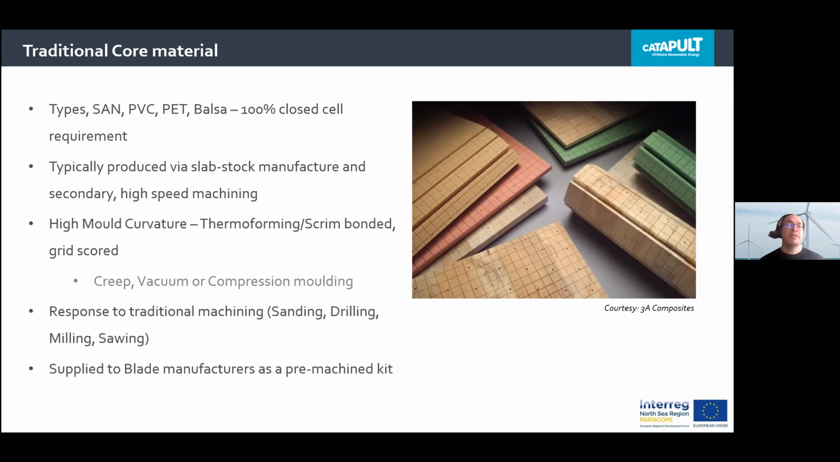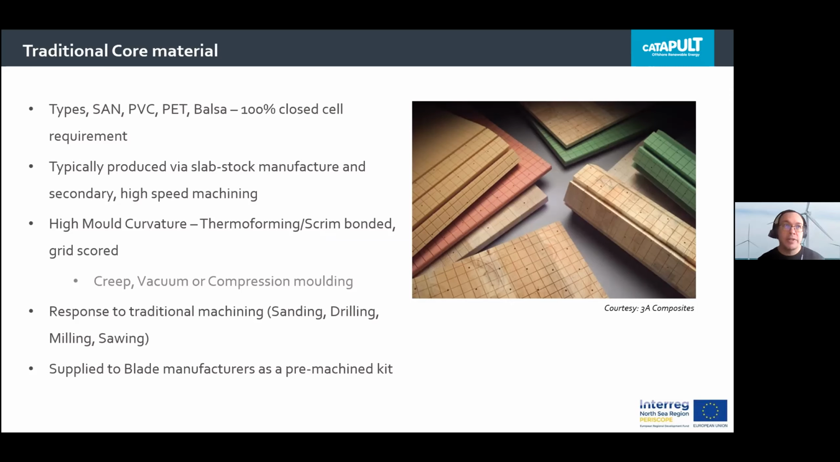Because it is slab stock, there needs to be a way to conform the core to the local curvature of the mold, and usually that's done by grid scoring. So basically, either in one dimension or in two dimensions for compound curvature, the core is sectioned or partially sectioned to allow it to deform across curves. And then on the other side, it's usually scrim bonded to keep a whole panel, which increases its handleability and formability into the mold sections. It can also be done by thermoforming, but that's less common.